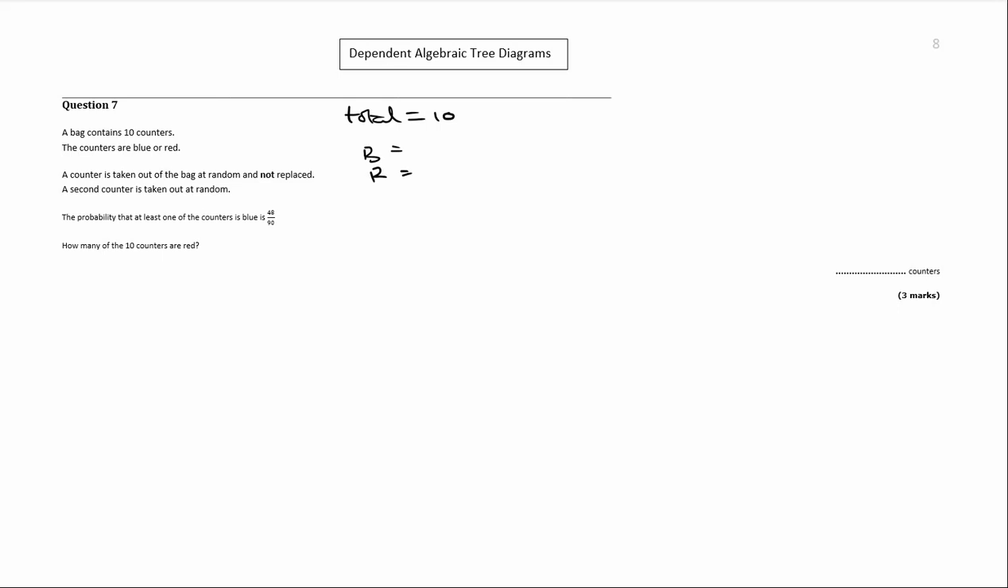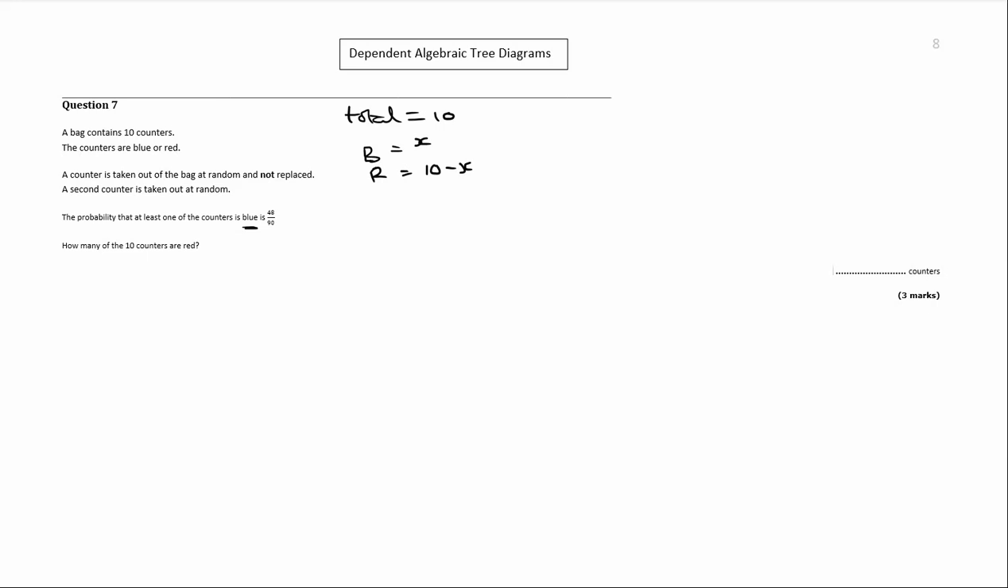So I'm just going to call blue X, and then I can call red 10 minus X, because if we add these together we'll get to the total of 10. And then I can move from there. The reason why I chose blue as X is because it came first in the question, and also they're asking for an answer with blue in it. So I think if I leave blue as the simpler one, my algebra might not be as difficult to figure out during the question. It should work either way though.